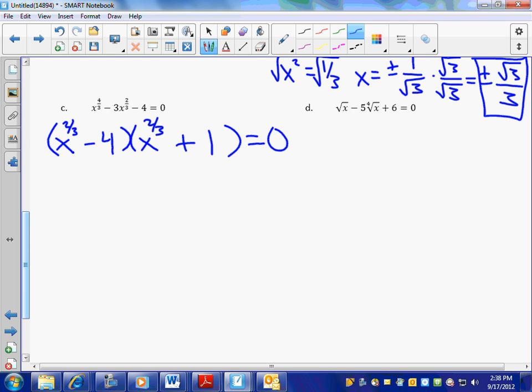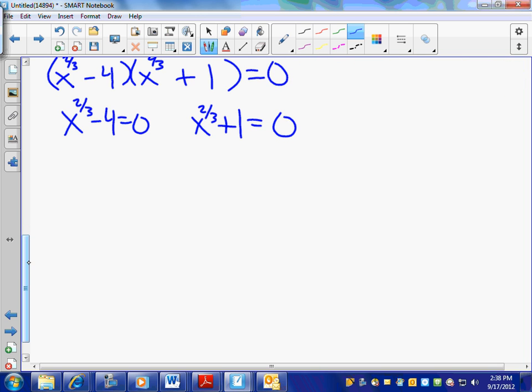I now need to solve both of these equal to 0. So x to the 2/3 minus 4 is equal to 0. And x to the 2/3 plus 1 is equal to 0. I will do the minus 4 equals 0 first. I add 4, so x to the 2/3 is equal to 4.